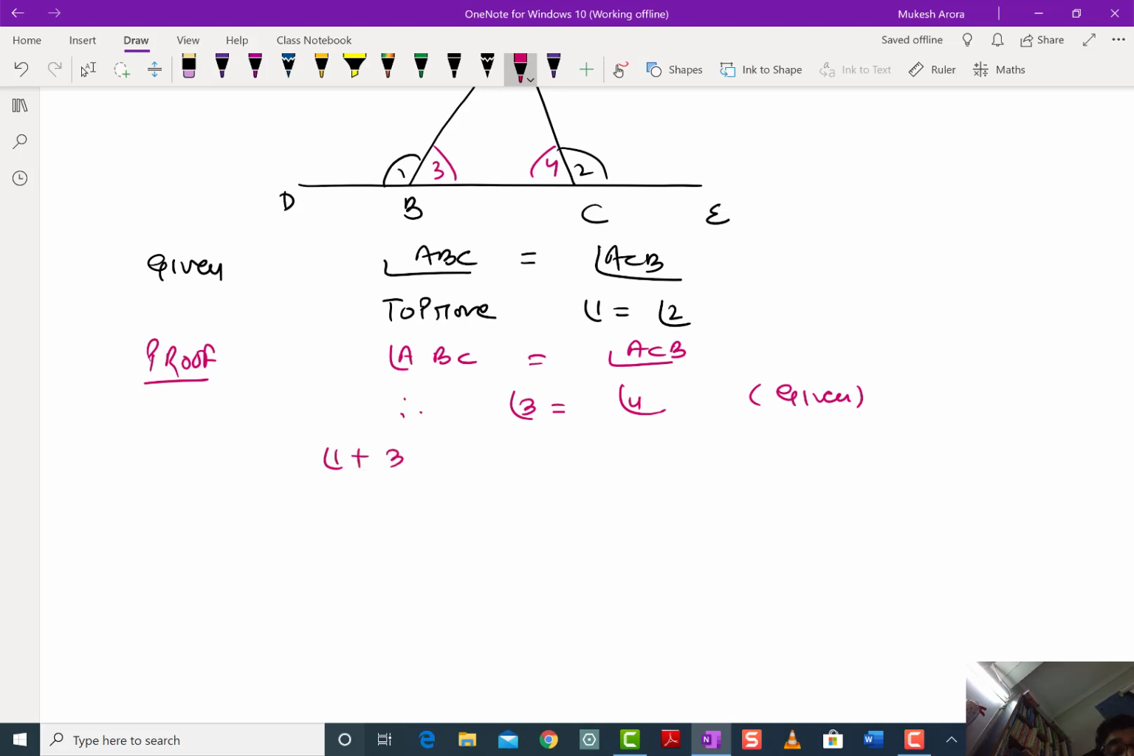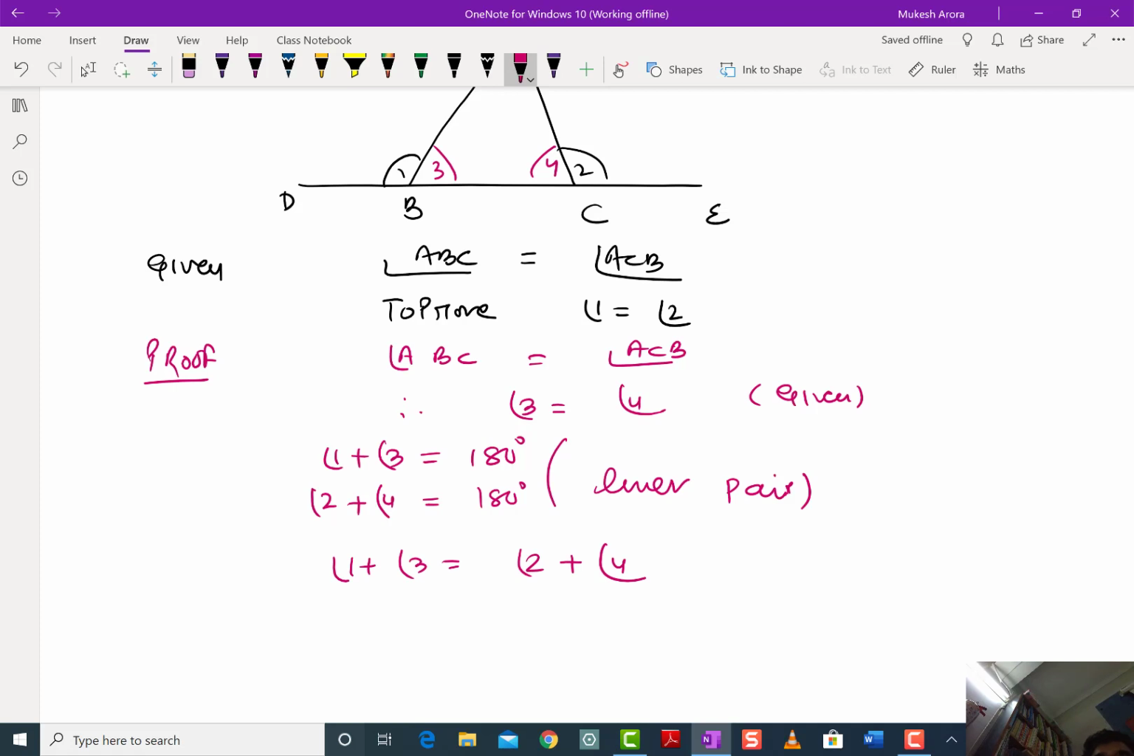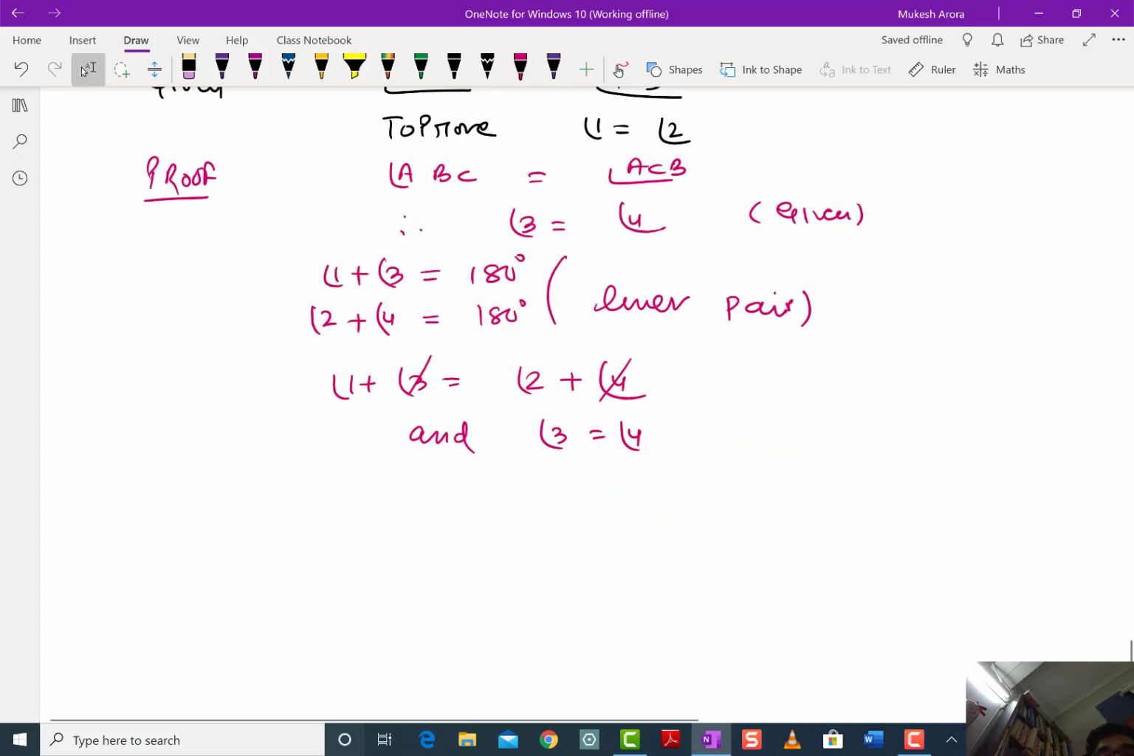Angle 1 plus 3 is equal to 180, and angle 2 plus 4 is also equal to 180 because they are linear pair. Both are 180, that means 1 plus 3 is equal to 2 plus 4. And angle 3 is equal to 4. They are equal. So therefore angle 1 is equal to angle 2. Hence proved.